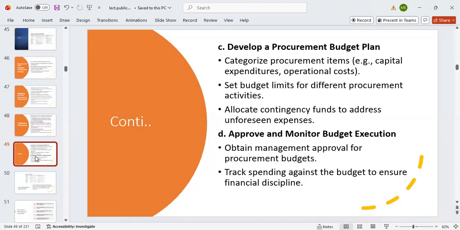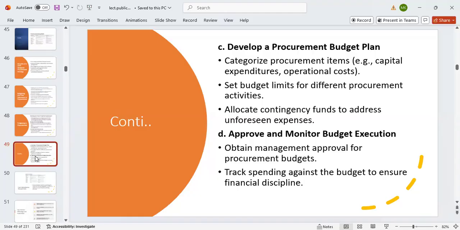Yes, sir. So number three is to develop a procurement plan, a budget plan. This way you categorize the procurement items based on capital expenditure and operational cost. You set the budget limit for each and every one of them based on the activities that are available. Then you allocate a contingency fund, normally from 1 to 10%, aligned with it. Then you make a provision for unknown. This is where you place a management reserve.